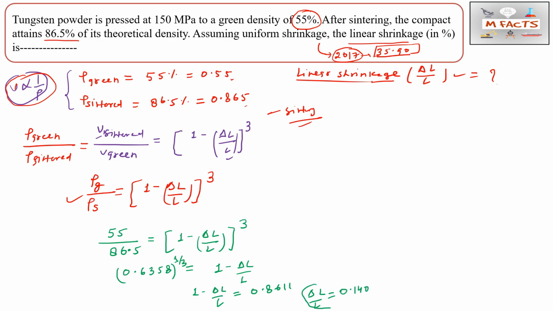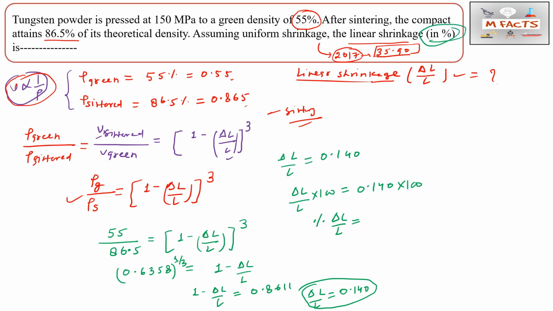Okay, so this is the value delta L by L, that is linear shrinkage, equal to 0.140, and we need to change it into the percentage. So delta L by L multiplied by 100 is equal to 0.140 into 100. So that we will get it into the percentage, because in this question they are asking it in percentage only. Okay, so delta L by L percentage is equal to 14% approximately. So this is the correct answer for this question.